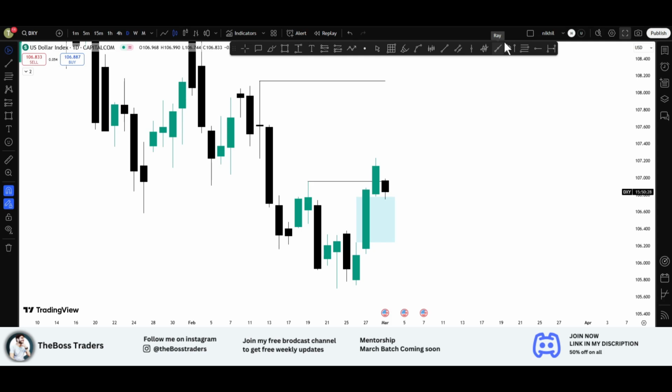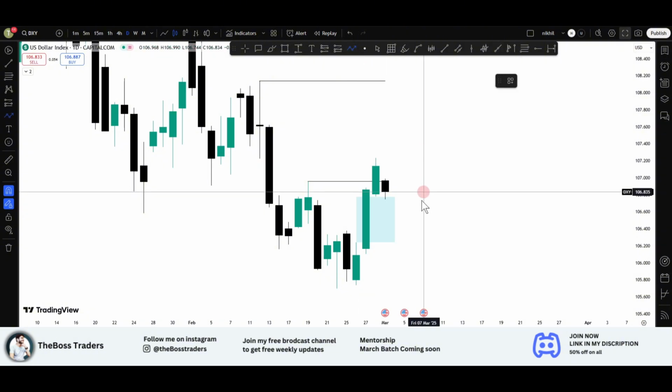So let's start with today's weekly analysis, and we'll see how many trade setups we get for this week. And let's start with the dollar index. So on the dollar index on the daily time frame, what I see right now is that we are trading near a daily fair value gap.